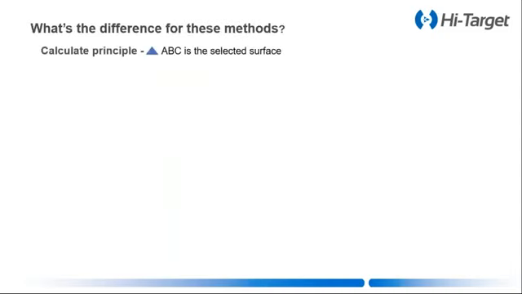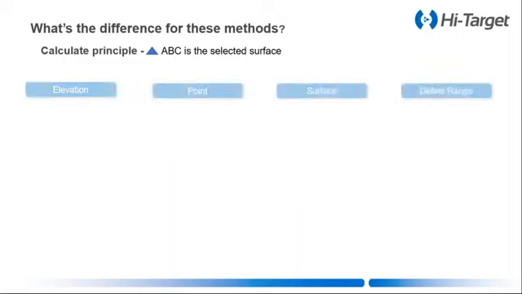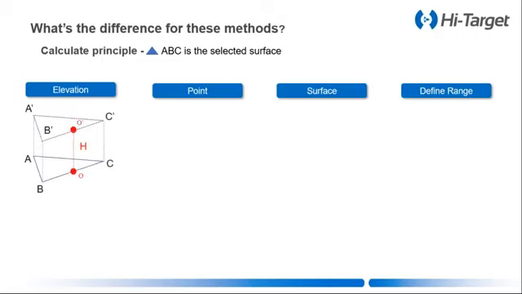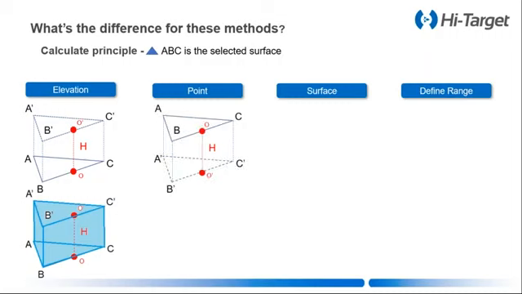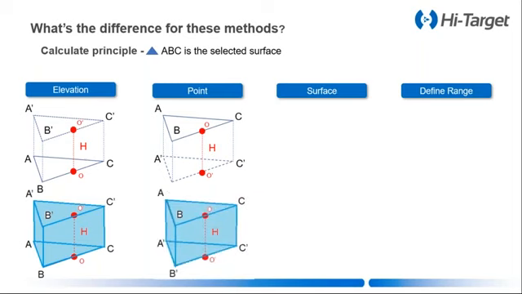For example, ABC is the selected surface. First one, elevation. We only input the reference elevation, so the volume is like that. And second, reference points. The software will get the elevation from the point. So the volume is the same as the first one, reference elevation.